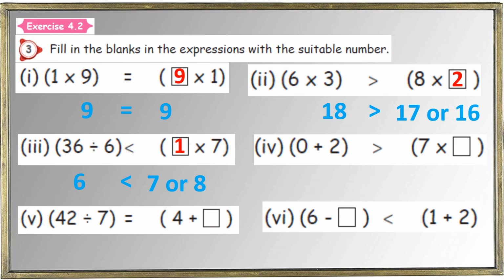Clear? Fine. Now come to the fourth one. 0 plus 2. Mention the answer 2. Then the greater than symbol. Here the right side should be less than 2. That means 1 or 0. Okay, fine. But if we put 1, 7 ones are 7 is the answer. But if I put 0, 7 zeros are 0, then the question will be correct. Is it clear now? If you observe carefully, it's very easy.